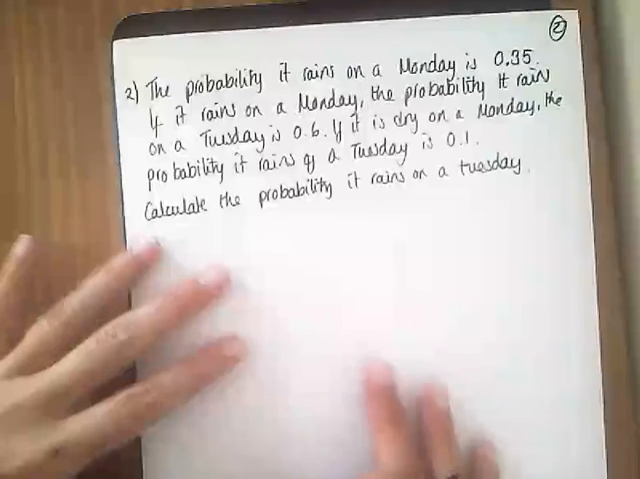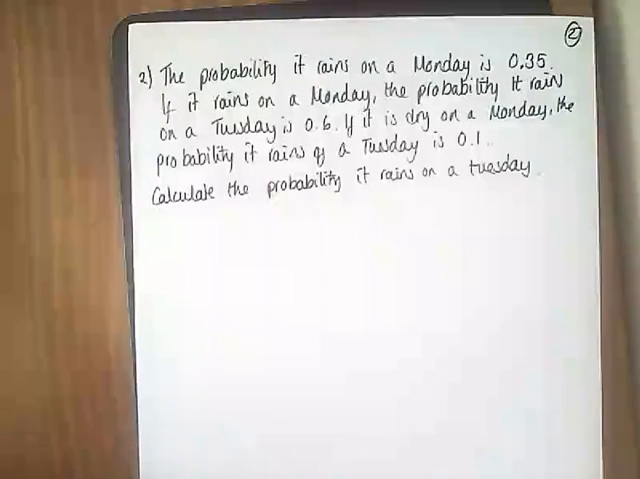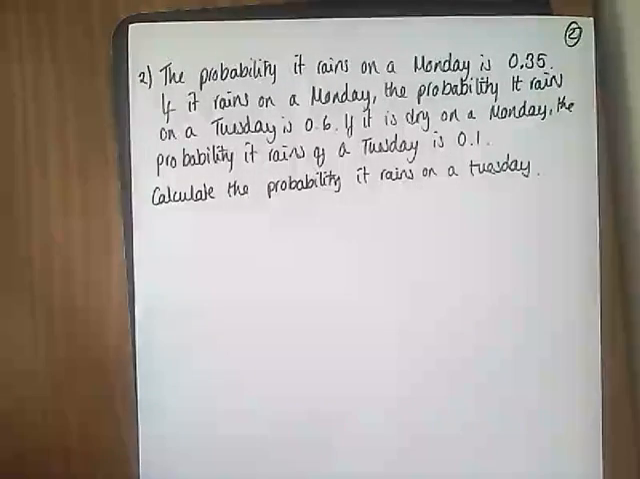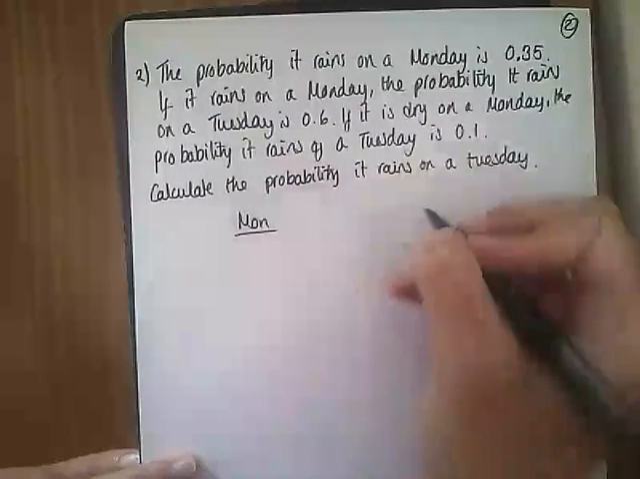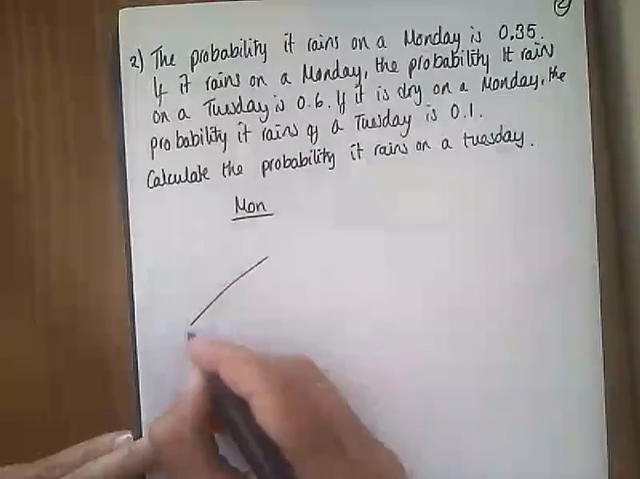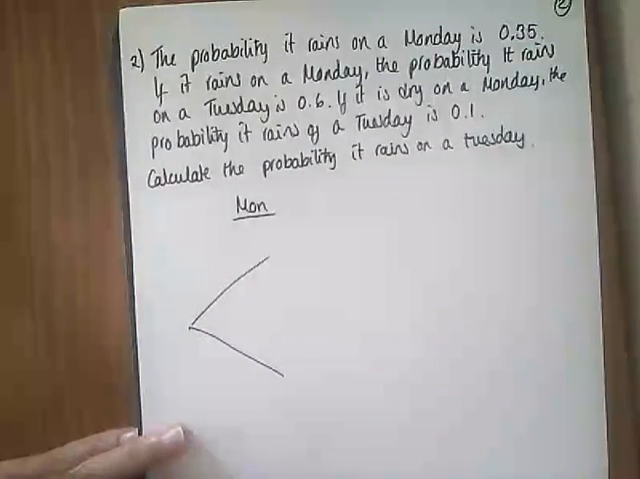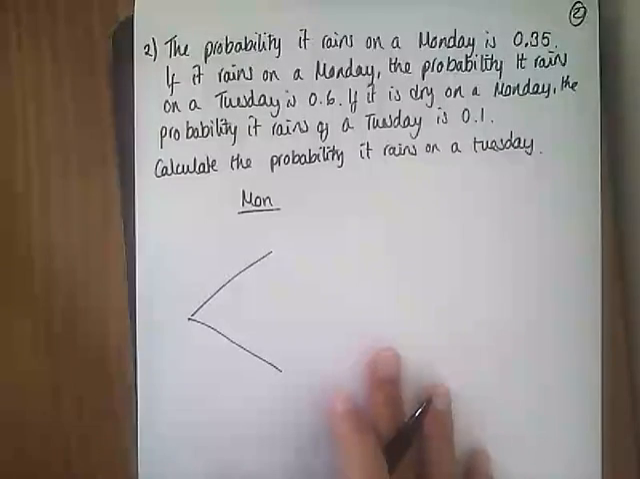Okay, here we go. So, the probability it rains on a Monday is 0.35. If it rains on a Monday, the probability it rains on a Tuesday is 0.6. If it is dry on a Monday, the probability it rains on a Tuesday is 0.1. Calculate the probability it rains on a Tuesday. Okay, so this is what we call conditional probability, because whatever happens on one day determines what happens the next day. It's a condition, okay? It's conditional on what's happened the day before.